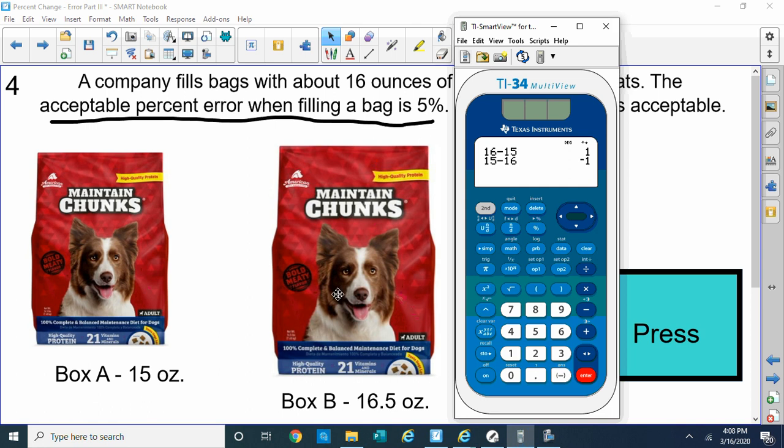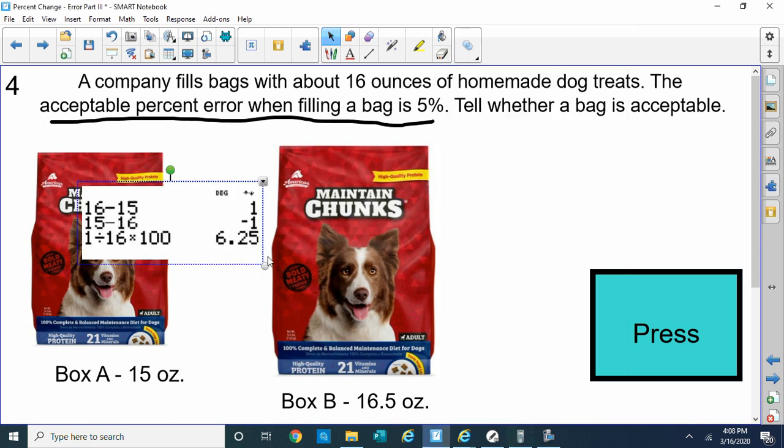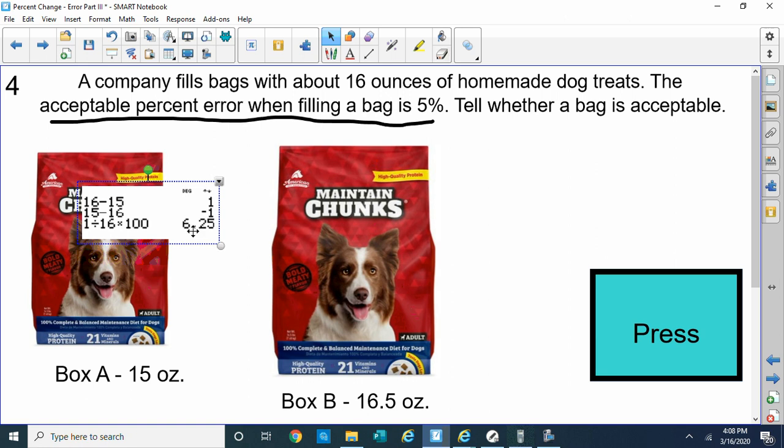So I'm going to get 1. Now I got to put that over the amount that they want to actually have, which is 16 ounces. So my fraction is going to be 1 divided by 16. And I'm going to multiply that by 100. And that'll give me my percent. 6.25%, which will be the first one. So 6.25%, which would be this one.